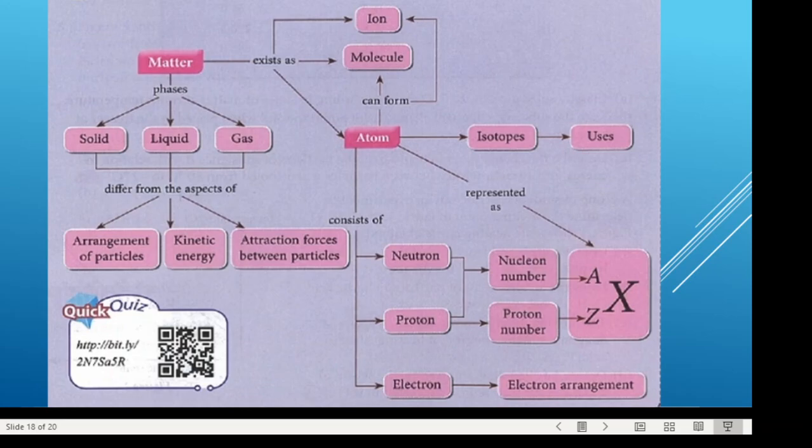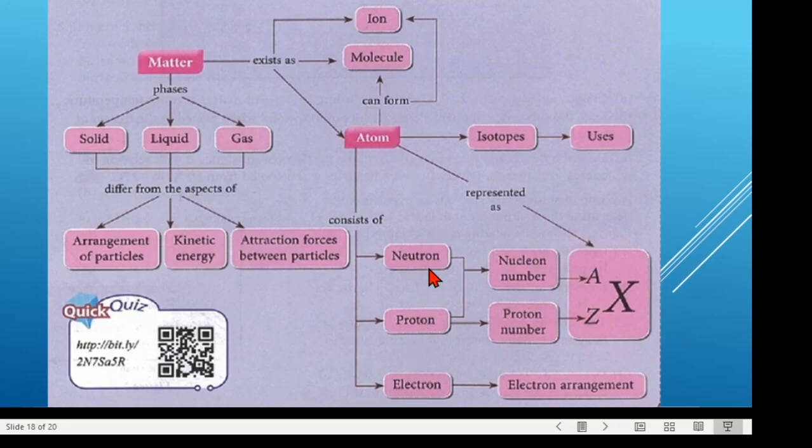In this chapter 2, you already learned about matter and the phases of matter. We have solid, liquid, and gas. Solid, liquid, and gas are different in the arrangement of particles, the kinetic energy, and also the attraction forces between the particles. Matter also exists as ion, molecule or atom. So an atom can form a molecule, and can form an ion also. An atom consists of neutron, proton, and electron.